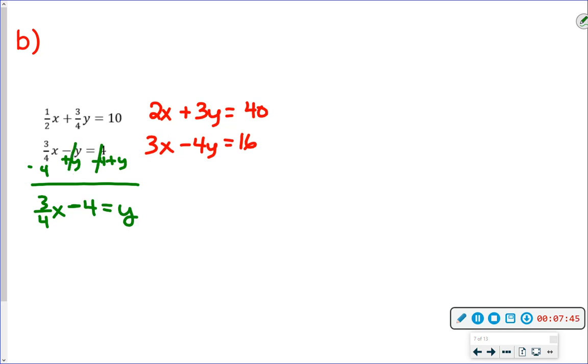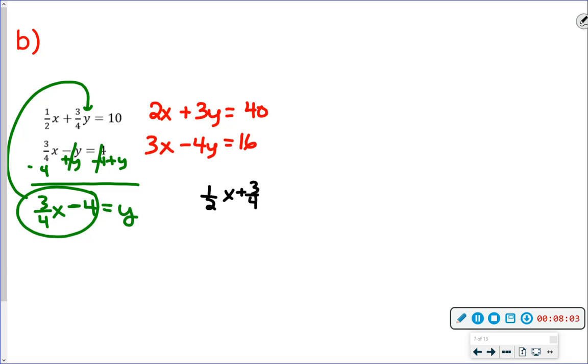Okay, from there, I'm going to take this expression for y and substitute it into the top equation. Because again, I'm not so worried about the fractions, I'm going to roll with them. I just know this is a fraction-heavy problem. We're going to have fractions regardless. So I'm rewriting that top equation, 1/2 x plus 3/4, but I'm replacing y with 3/4 x minus 4, and then I still have the constant that equals 10.